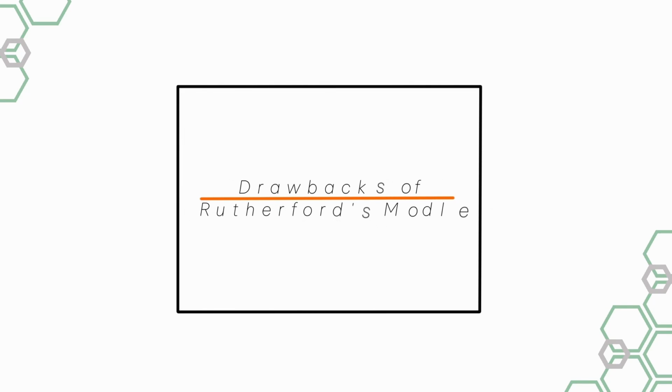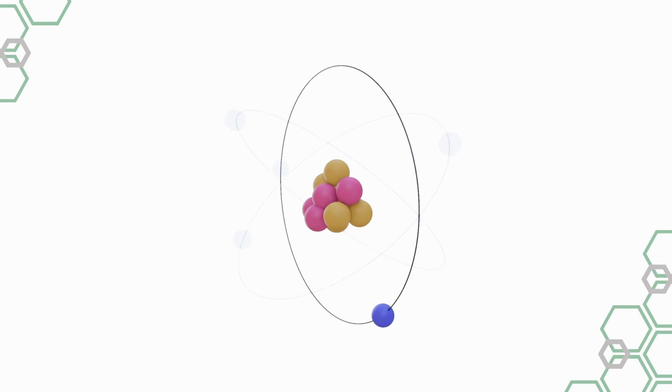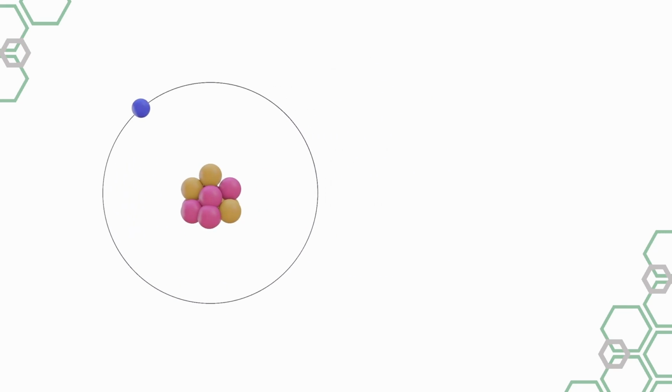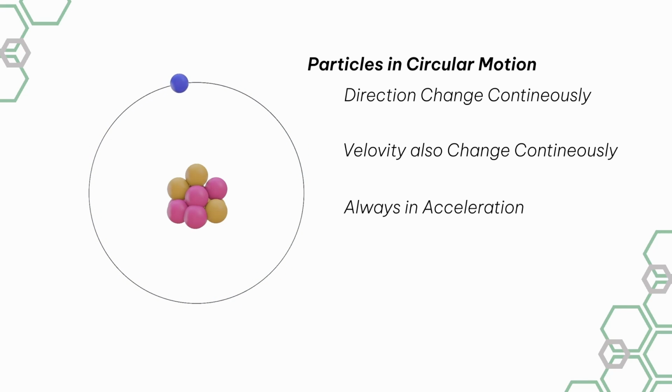Drawbacks of Rutherford model. According to Rutherford's model, electrons move in a circular orbit, but whenever an object moves in a circular orbit, its direction changes continuously, due to which its velocity also changes continuously, even if the object's speed is constant. And due to the change in velocity with time, that object always remains in acceleration.